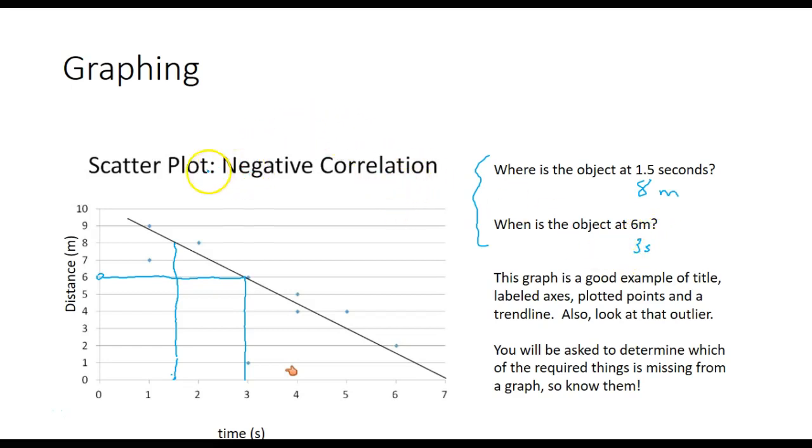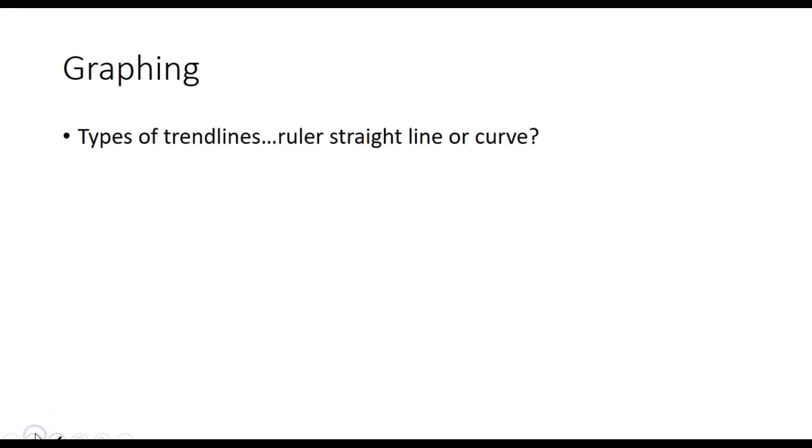Remember the 4 things. It has a title, it has a label on the y-axis, it has a label on the x-axis, it has these nice little plotted points, and it has a trend line. And it has an outlier. Do you see how it has an outlier over here, but that doesn't affect the trend line? And again, I've already said this, you'll be asked to determine which of the 4 things is missing, so make sure you know what 4 things are required so you'll be able to answer that question.